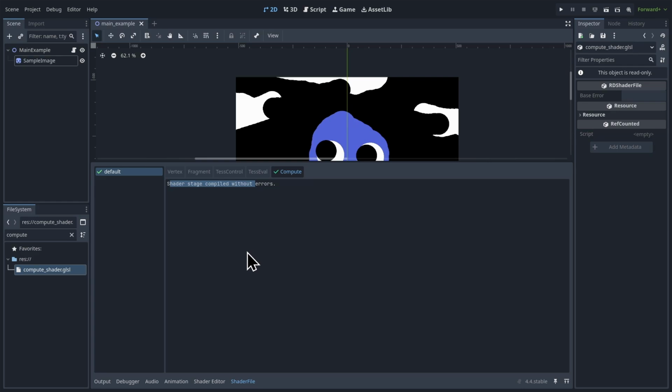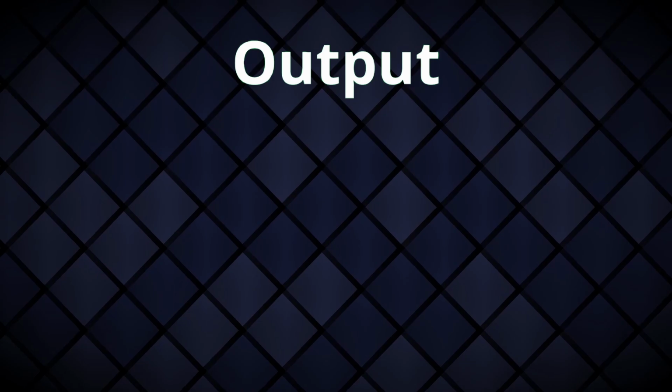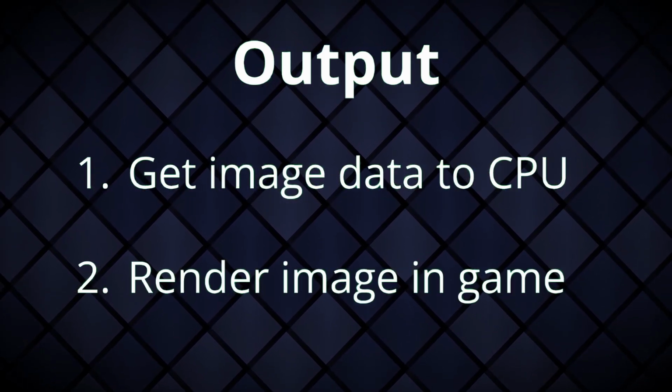Assuming there's no errors, we're in the final step of the process now. If you were to run the project, the shader should correctly initialize and then process the image. The problem is we have no way to see it quite yet. To do that, we'll have to go back to our script after we've dispatched the shader. So now we have 2 main ways to get the output of the shader. First, we can get the image data onto the CPU and save it to a file. Second, we could render out the image to a sprite.